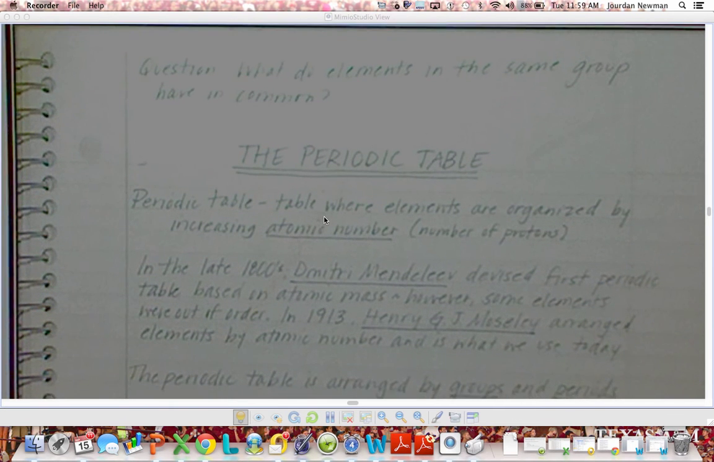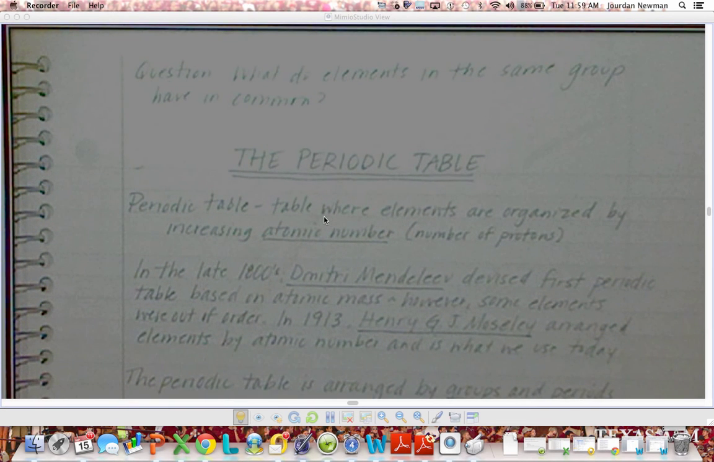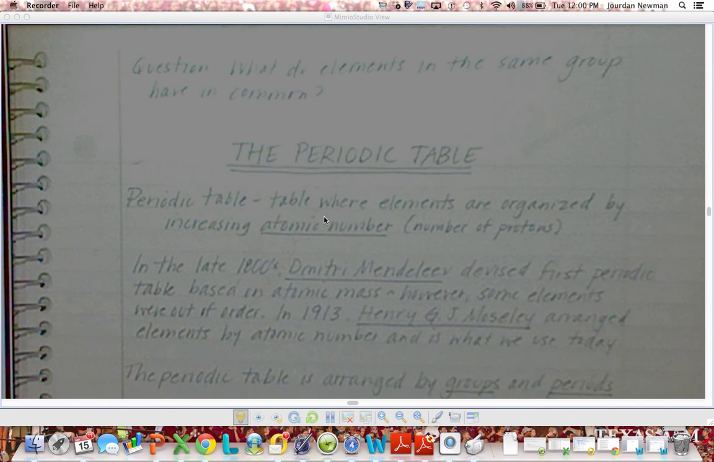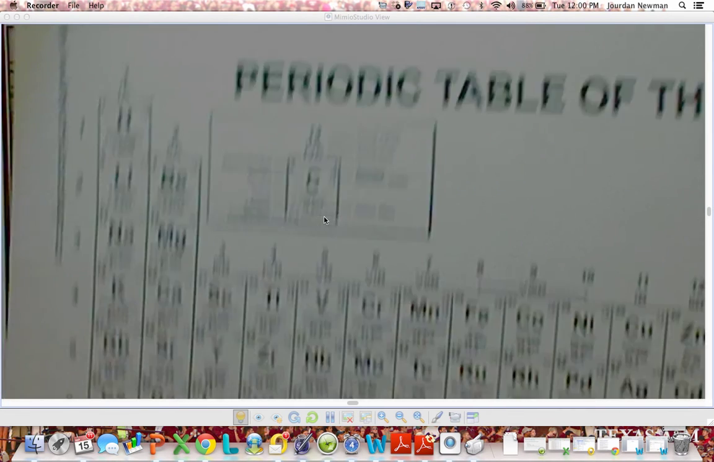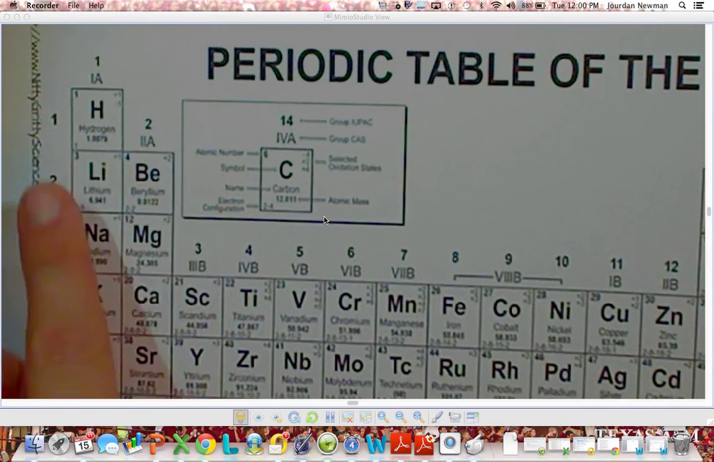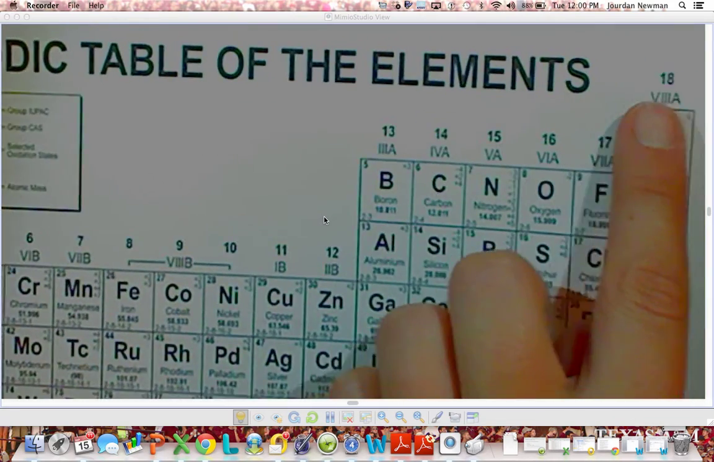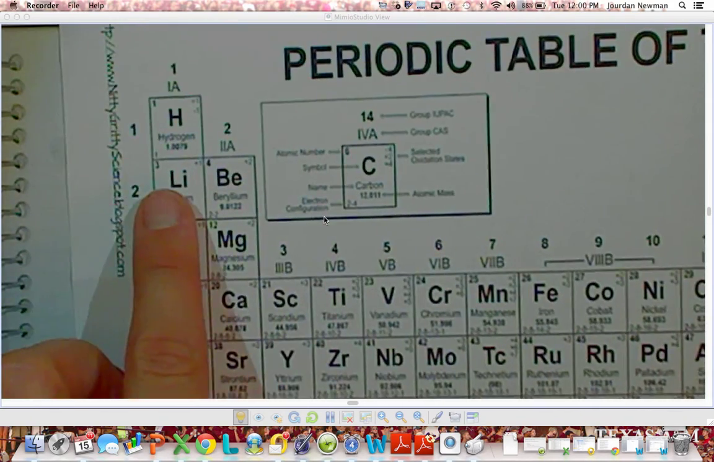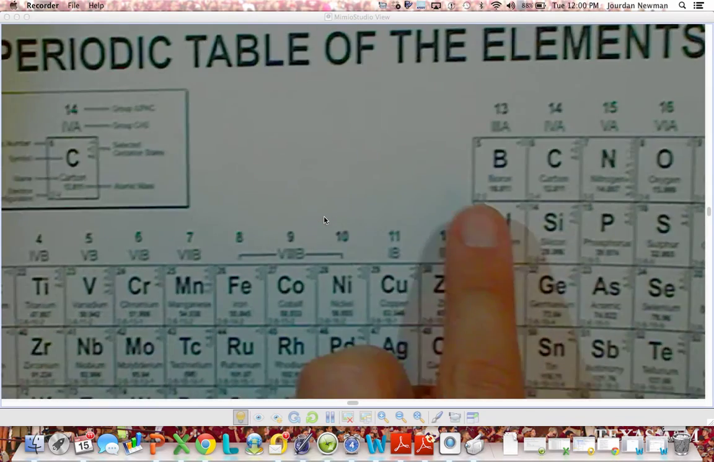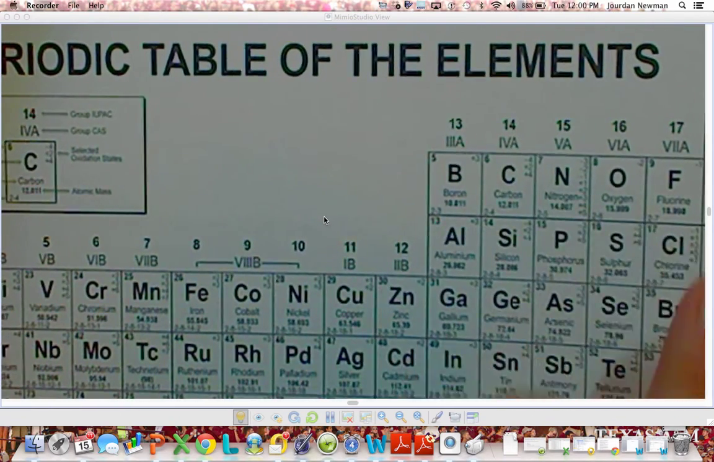So in 1913, one scientist named Henry Moseley arranged the elements by the atomic number, and that's what we use today. So if you look at your periodic table, you can see mine looks a little bit different than yours, but we are going by atomic number. Atomic number 1, 2, 3, 4, 5, 6, 7, 8, and so on.